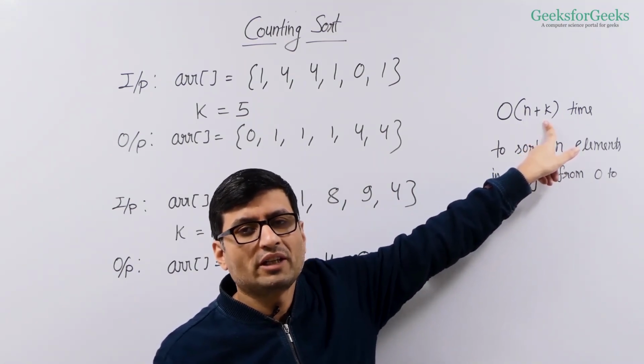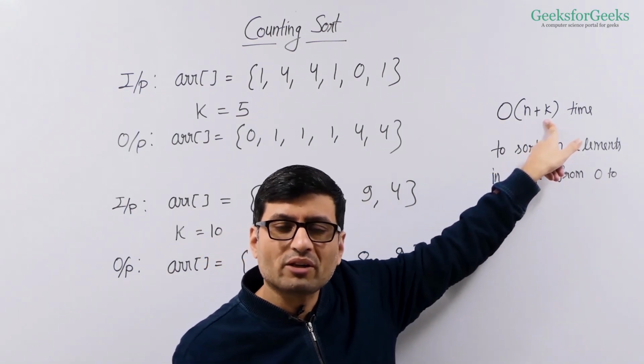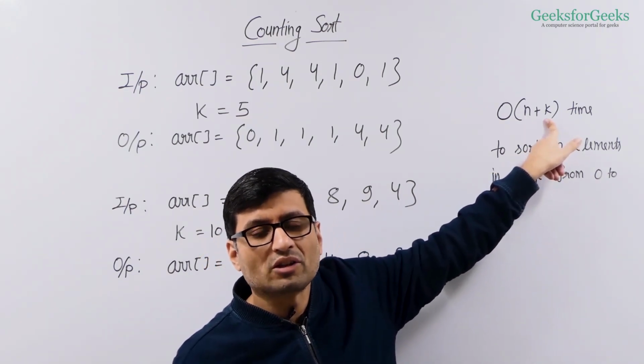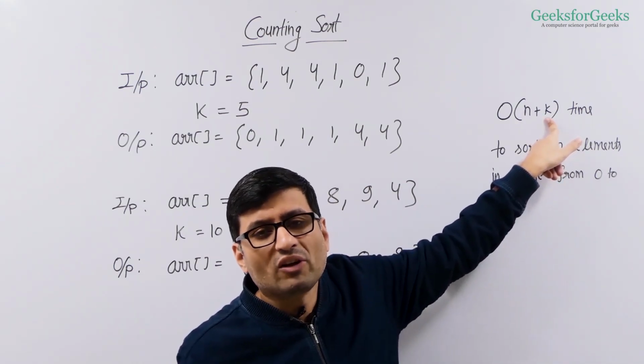When k becomes n log n or quadratic, it is of no use because we have comparison based algorithms that work for any range and take big O of n log n time.